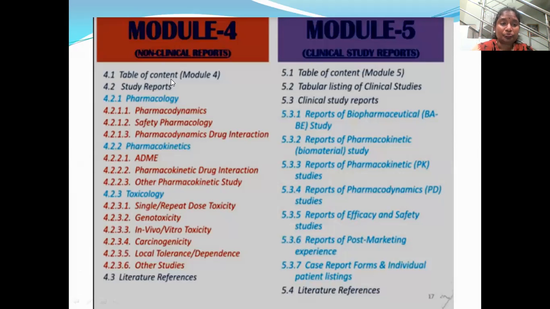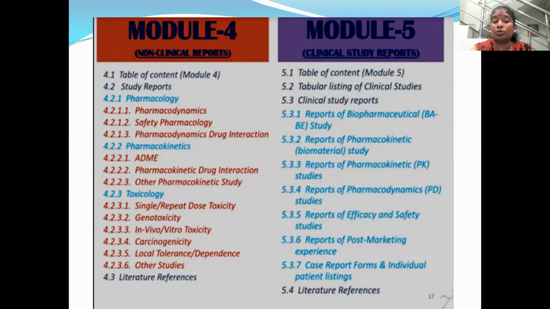This is nothing but the non-clinical reports. Non-clinical reports contain the tabular content. Non-clinical reports also include the pharmacology and the pharmacodynamics. Dynamic is nothing but the action. Pharmaco is nothing but the drug mechanism of action we have to submit. When you are administering a drug, how it is reacting on the body, we have to measure.